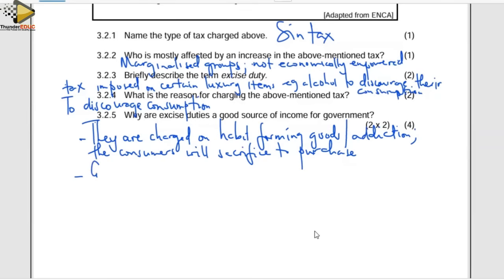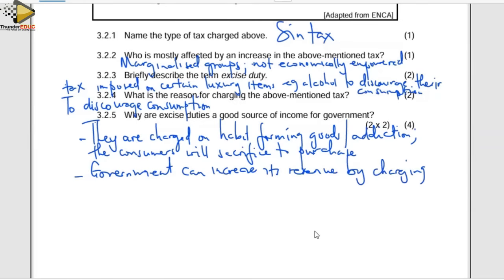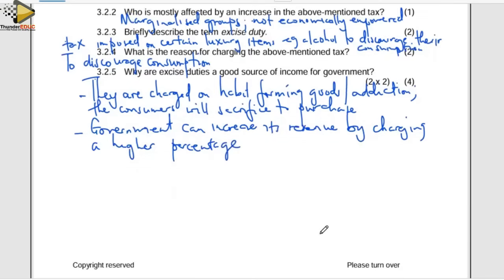So the government can increase its revenue by charging a higher percentage. Those can be the possible responses to the question. Let's go to the next question.